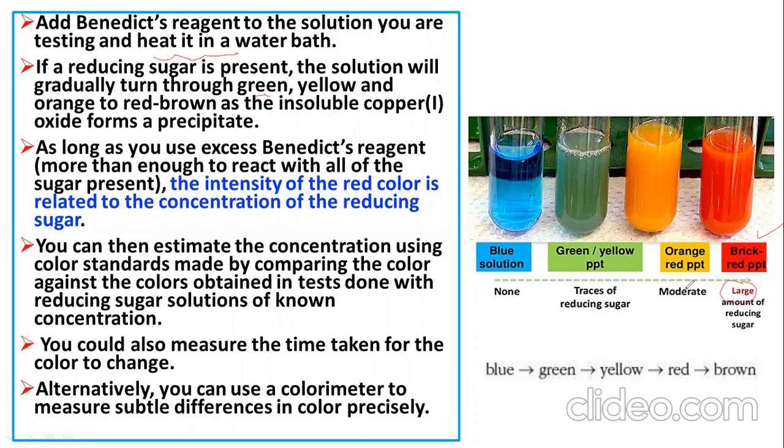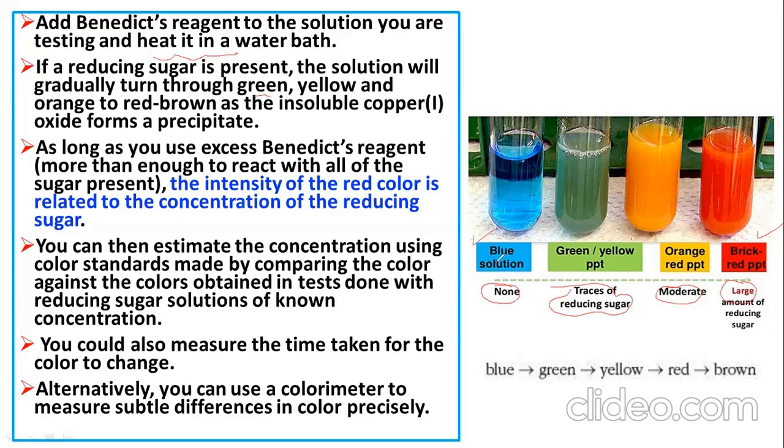If sugar in that solution is moderate, that will be orange red. If there are traces of reducing sugar, that will be green or yellow, or greenish yellow. If there is no reducing sugar, it will remain blue.